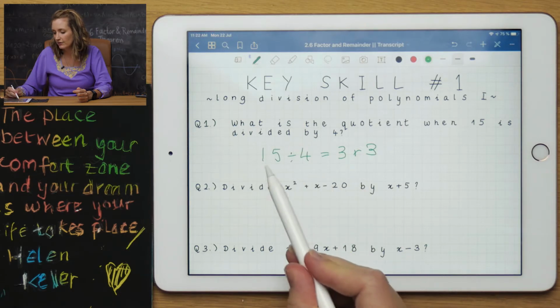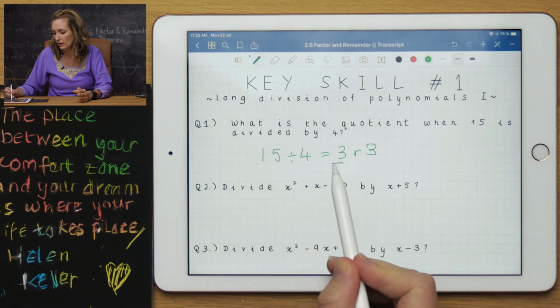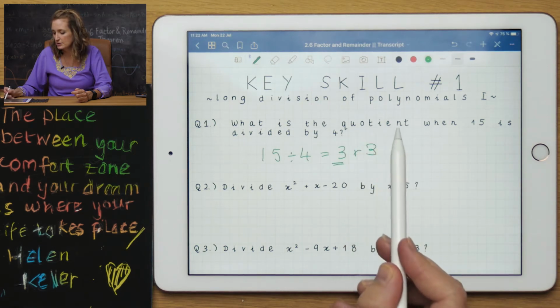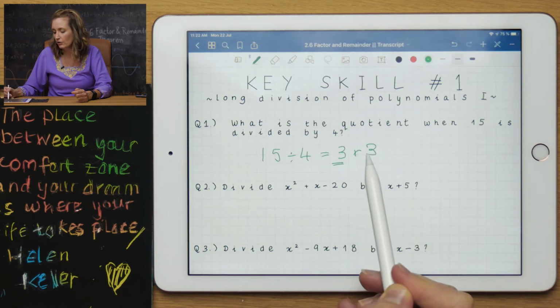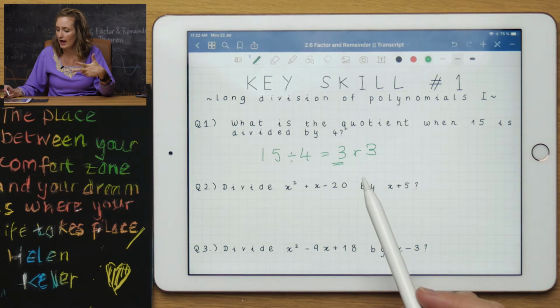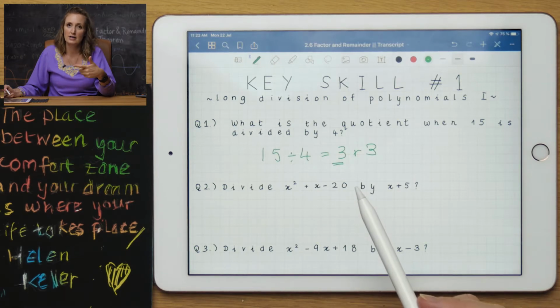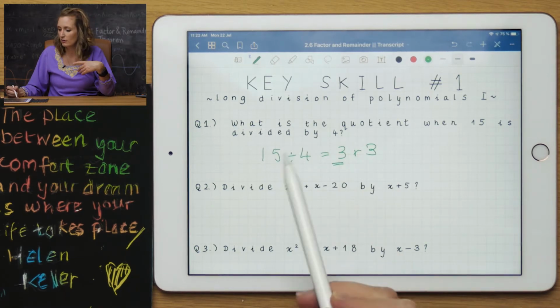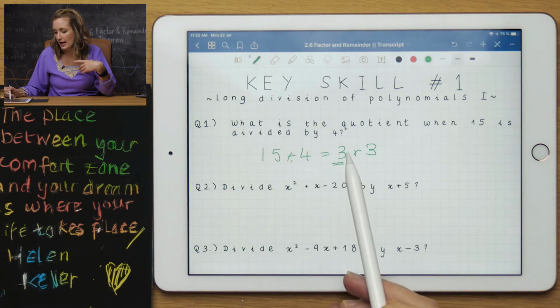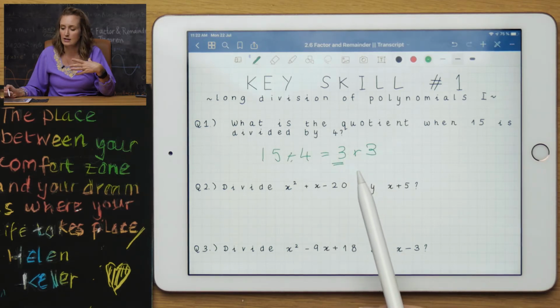The answer of 15 divided by 4 is 3, because 3 times 4 is 12. That's called the quotient. And what's left over is 3, because we have to get from 12 to 15: 13, 14, 15. There's 3 extra left on. So 4 key words: dividend, what we are dividing; divisor, what we are dividing by; quotient is the answer, and remainder is what's left over.